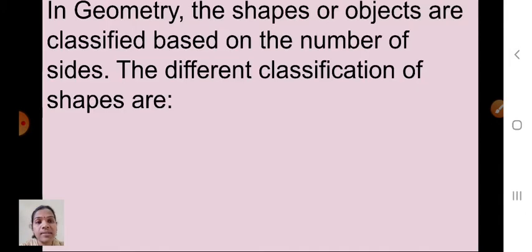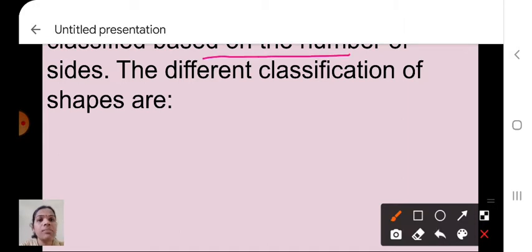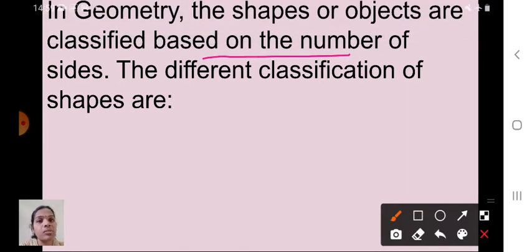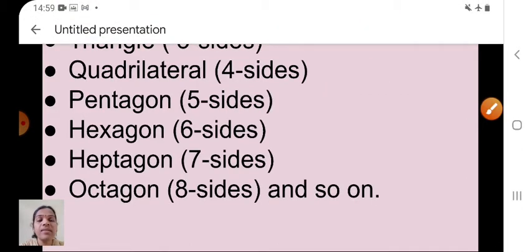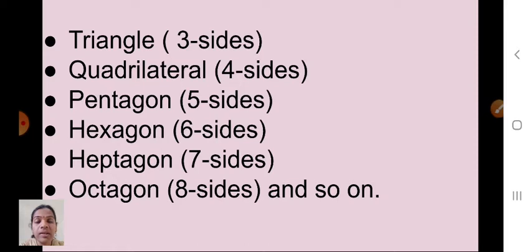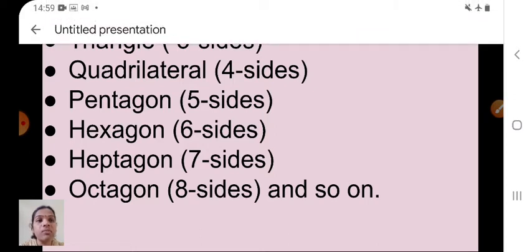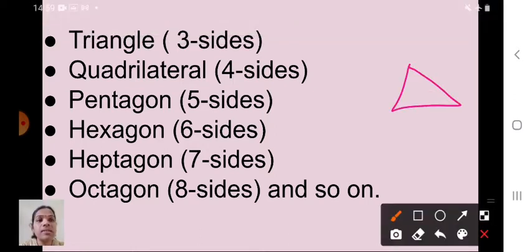In geometry, shapes or objects are classified based on the number of sides. Which geometrical figure has three sides? Triangle. What was the name of the previous chapter? Triangle. That means a three-sided closed figure, isn't it, children? Here, how many sides? 1, 2, 3. Total three sides are there.